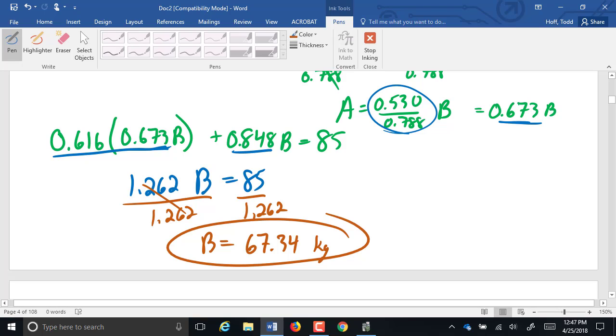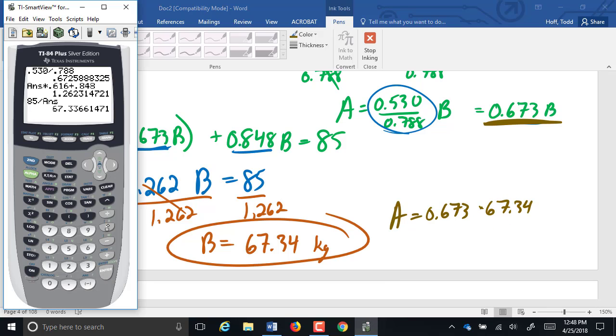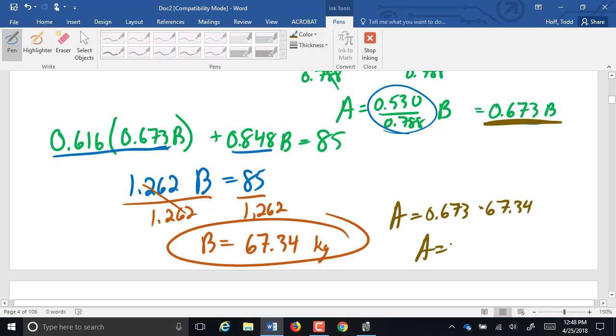A then is 0.673 times B. So times 0.673, 45.32 along the axis of A.